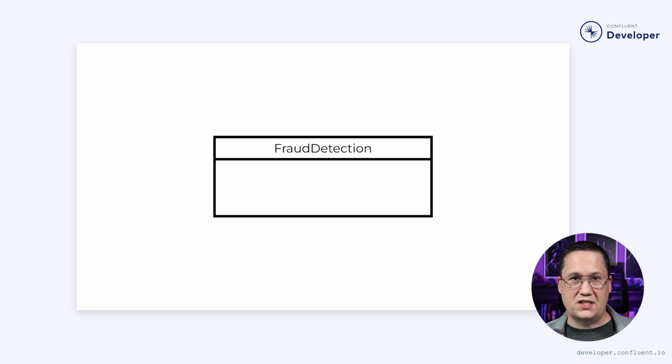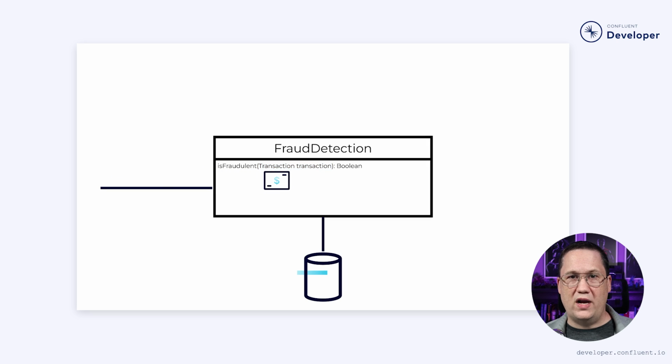The fraud detection system has a single method named isFraudulent. It takes a transaction as a parameter. When the method is called, it registers the transaction in a database table. It then executes logic that analyzes the transaction, taking into account any historical data. Eventually, it returns a value of true if it suspects the transaction is fraudulent, and false otherwise.